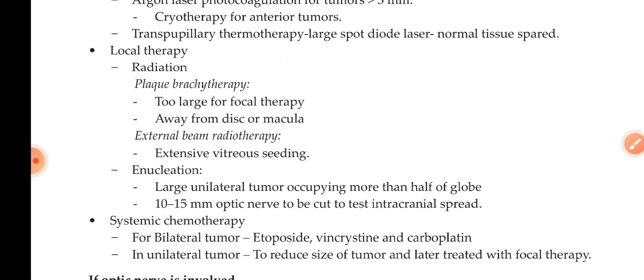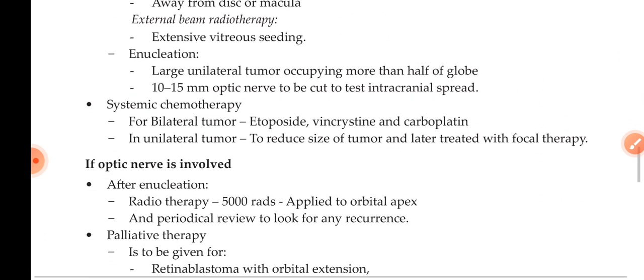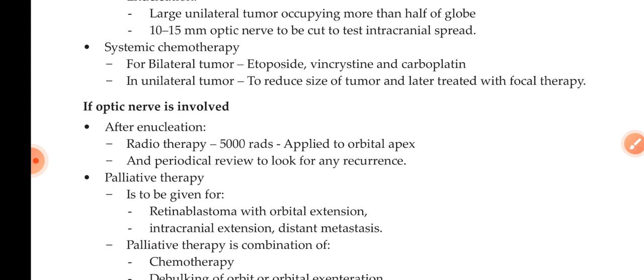Next, final thing is enucleation. Okay, large unilateral tumor occupying more than half of the globe, 10 to 15 mm of optic nerve to be cut to test the intracranial spread. Okay, you should take a little more amount of optic nerve. Okay, 10 to 15 mm, like more than 1 centimeter, so as to prevent CNS spread. Okay, systemic chemotherapy for bilateral tumors. We will use VEC, that is vincristine, etoposide, and carboplatin. Okay, VEC, vincristine, etoposide, and carboplatin.